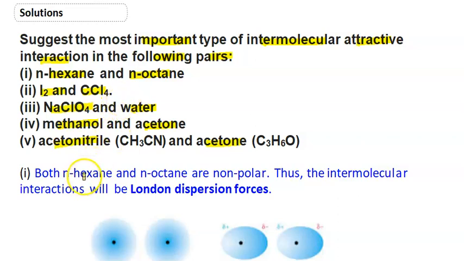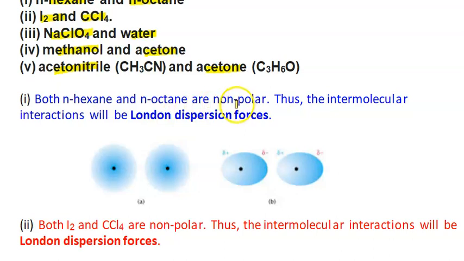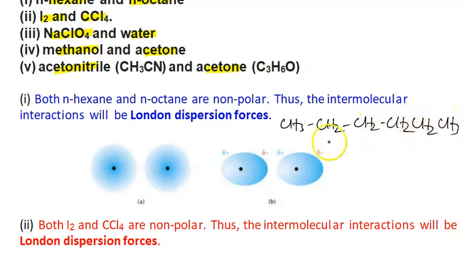The first one is n-hexane and n-octane. Both are non-polar. n-Hexane is a non-polar molecule. All carbon-hydrogen bonds are CH3, CH2, CH2, CH2, CH2, CH3. This is n-hexane. Here we know carbon and hydrogen have almost the same electronegativities. Therefore, the molecule is nonpolar. Like that, n-octane is also nonpolar.